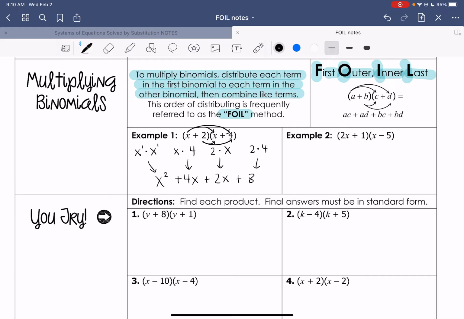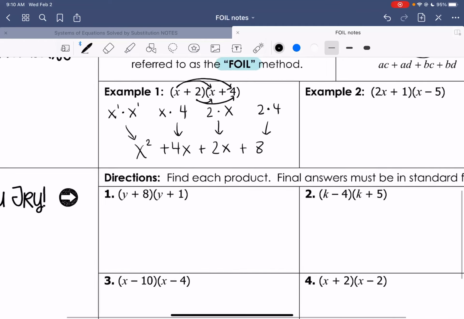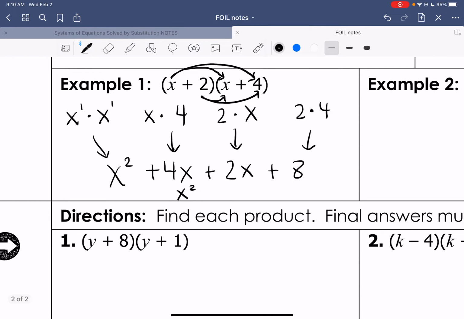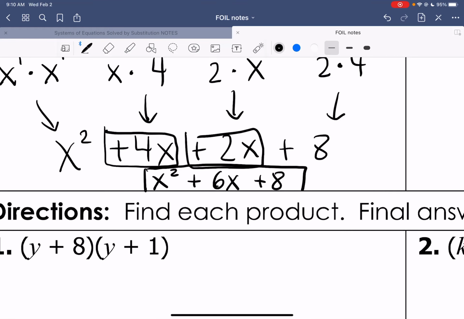So the only thing we need to now finish is that we have some like terms we can combine. So x squared is all good. It has no like terms. But then we have 4x plus 2x, which gives us 6x. And then 8's all by itself, but it's still in the problem, so we have to leave that there. So our final answer being x squared plus 6x plus 8.